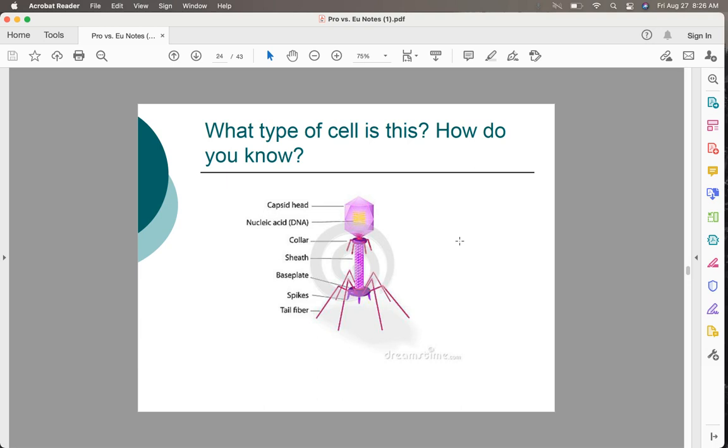What type of cell is this? How do you know? When I look at this, I see something that does not look like a cell. I see something that says DNA, and this kind of looks like a cookie robot from Despicable Me. This is a virus. It is not a cell. And I know this because it doesn't have a membrane or any of the organelles that we've been talking about.